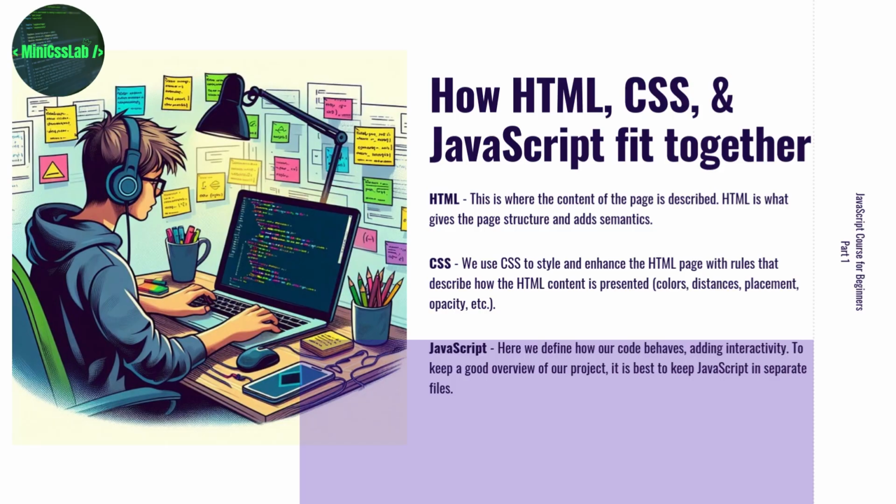CSS is what makes that content look good. With CSS, you can style your page, change colors, add spacing, set fonts, and position elements exactly where you want them. JavaScript brings your page to life. It adds interactivity, like reacting to clicks, showing or hiding elements, or updating content without refreshing the page.